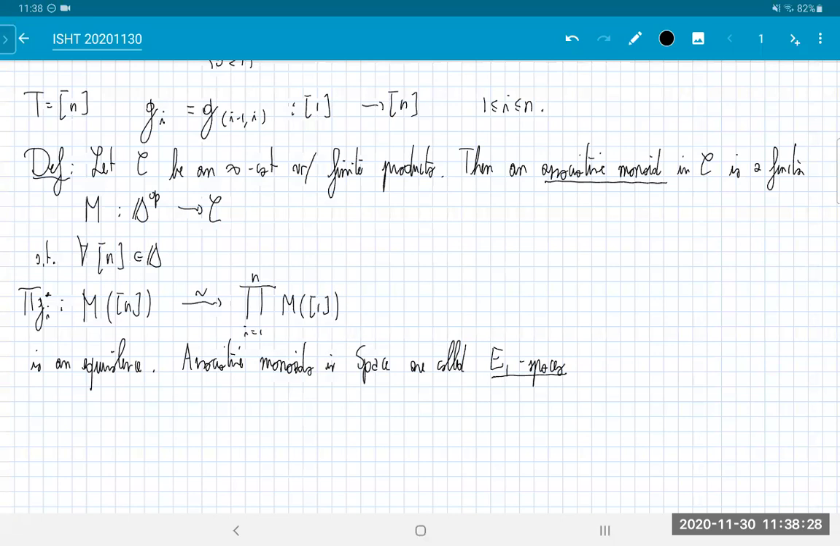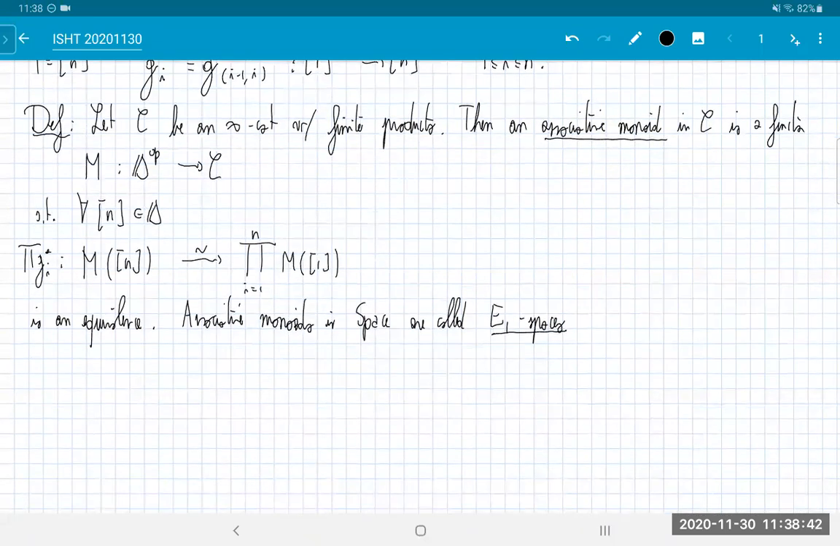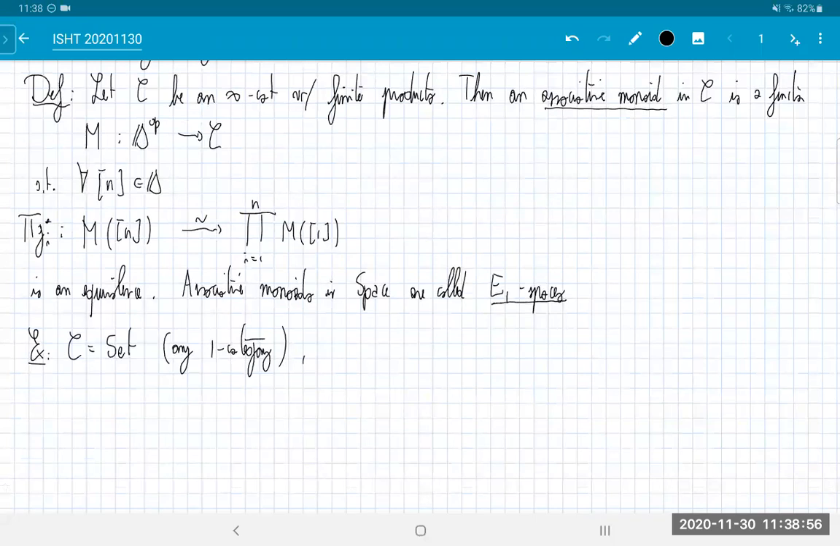And this might look very abstract, so let me give you an example of what happens when C is set. And then I think I'll call it a day, and I'll continue this story next time. So example, let's see, set, or in fact any one category. But I'm going to care mainly about sets. And let me call it M0, an associative monoid, in the classical sense.